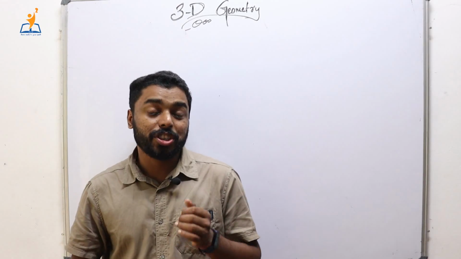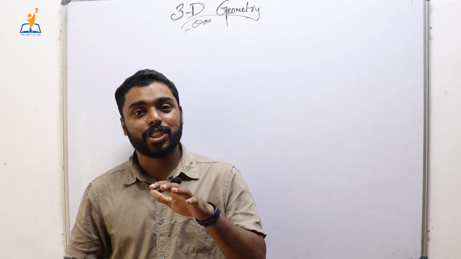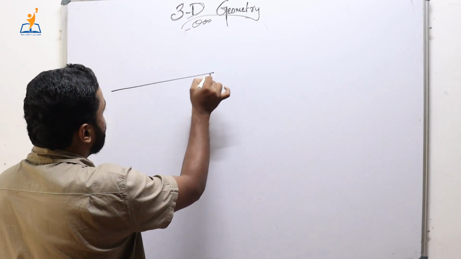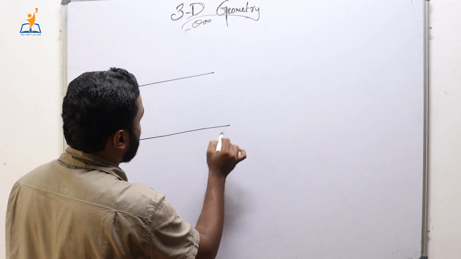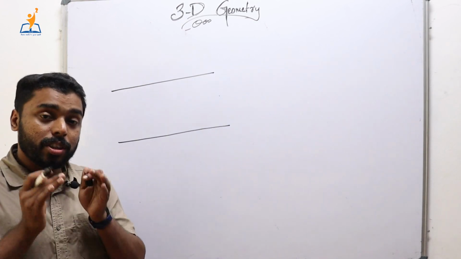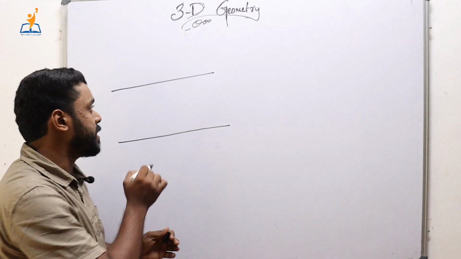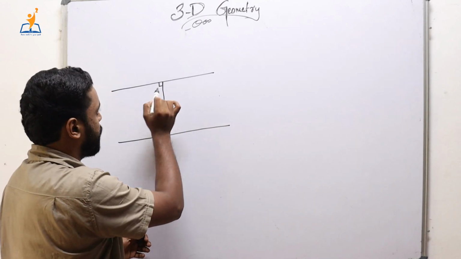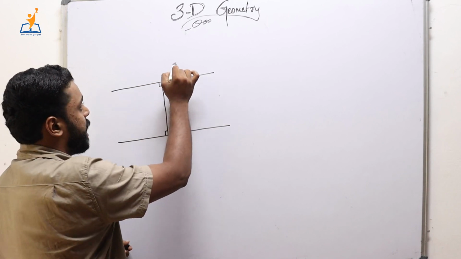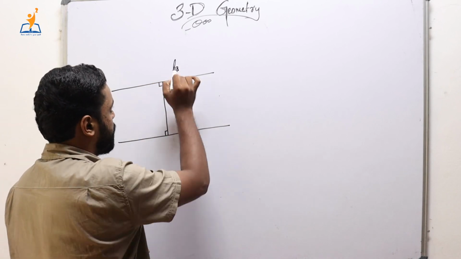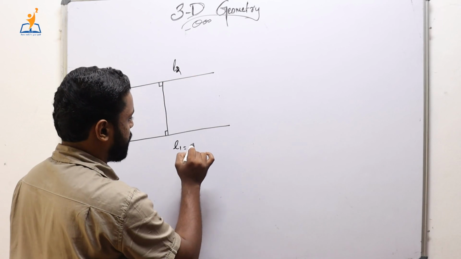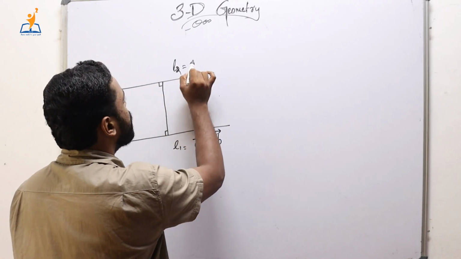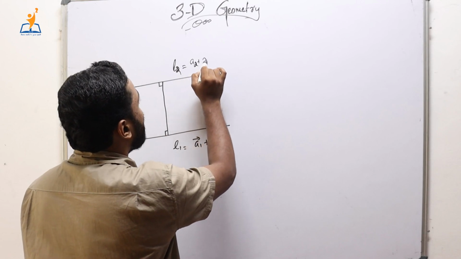We shall derive the shortest distance when the two lines are parallel. Consider two lines like this which are parallel. Always remember that the shortest distance between two lines is nothing but the perpendicular distance between these two lines, right? So let us name this line L2 and this L1. L1 is equal to A1 plus lambda into B, and L2 is nothing but A2 plus lambda into B.